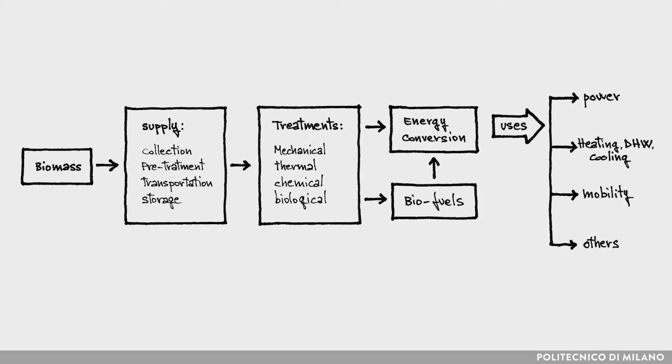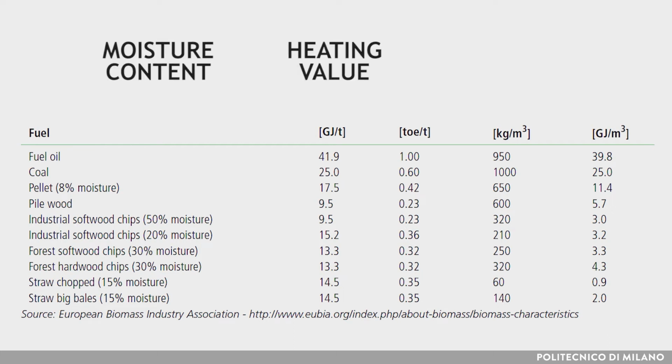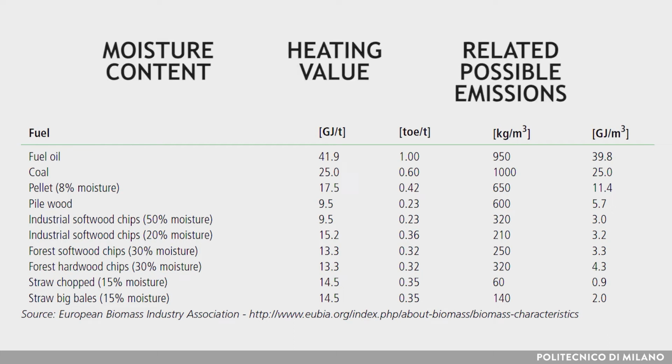Unlike other renewable sources, to analyze the energy conversion of biomass, it is necessary to consider the complex chain of the overall process in which harvesting and supply have capital importance. Depending on its properties such as moisture content, heating value, and related possible emissions, biomass can be used in many applications for energy conversion, from small stoves to big cogeneration plants.